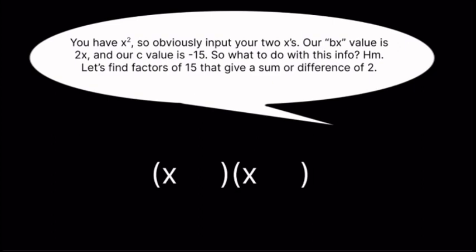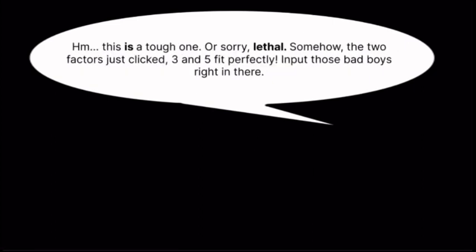Our bx value is 2x, and our c value is negative 15. So what to do with this info? Let's find factors of 15 that give a sum or difference of 2. This is a tough one. We're sorry, lethal. Somehow the two factors just clicked. 3 and 5 fit perfectly, input these right in there.